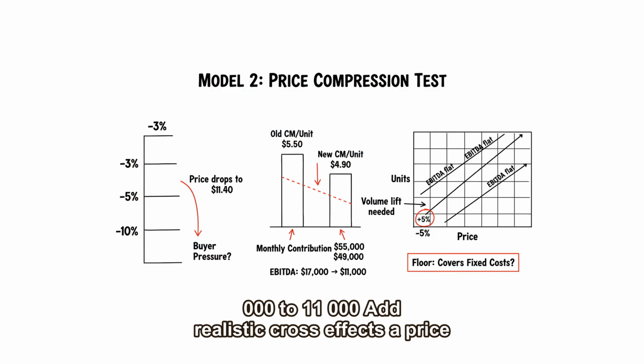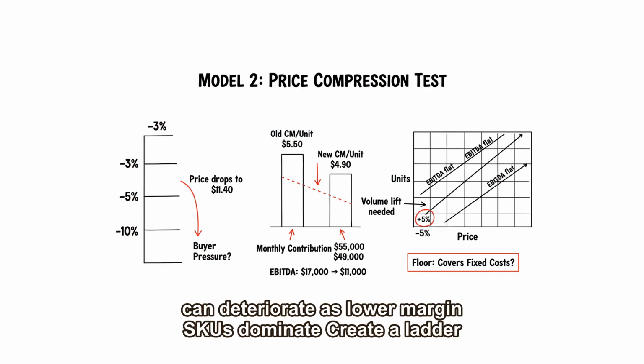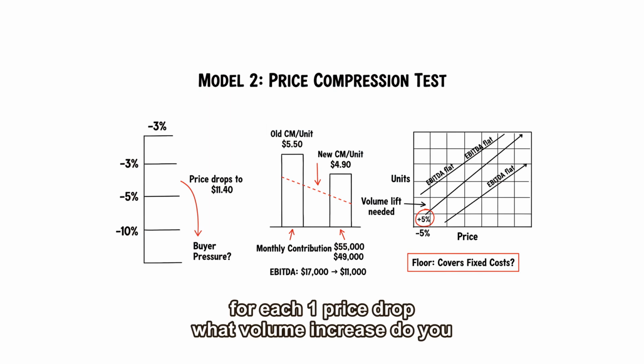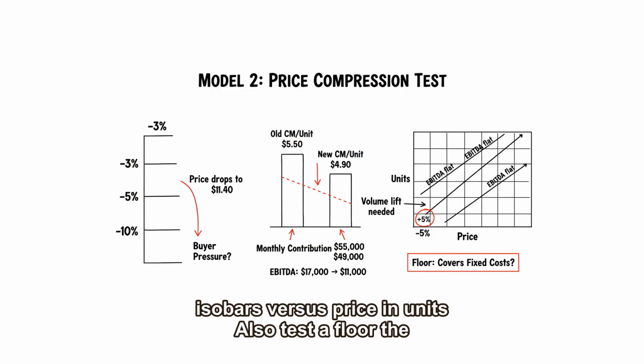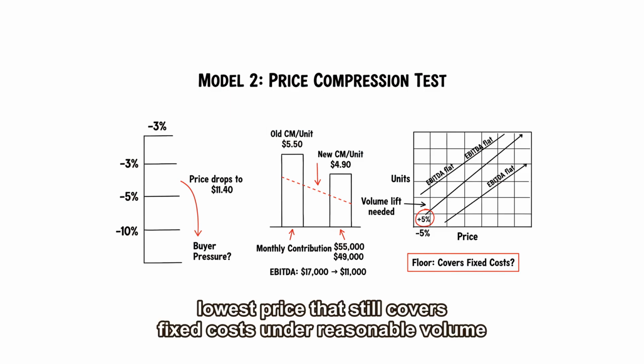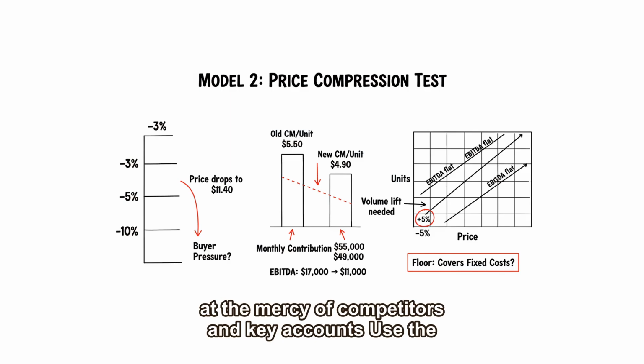Add realistic cross effects. A price cut may lift volume, try plus 5% units, yet mix can deteriorate as lower margin SKUs dominate. Create a ladder. For each 1% price drop, what volume increase do you need to hold EBITDA flat? Solve graphically by plotting EBITDA isobars versus price in units. Also, test a floor, the lowest price that still covers fixed costs under reasonable volume. This reveals whether the business has pricing power or lives at the mercy of competitors and key accounts.